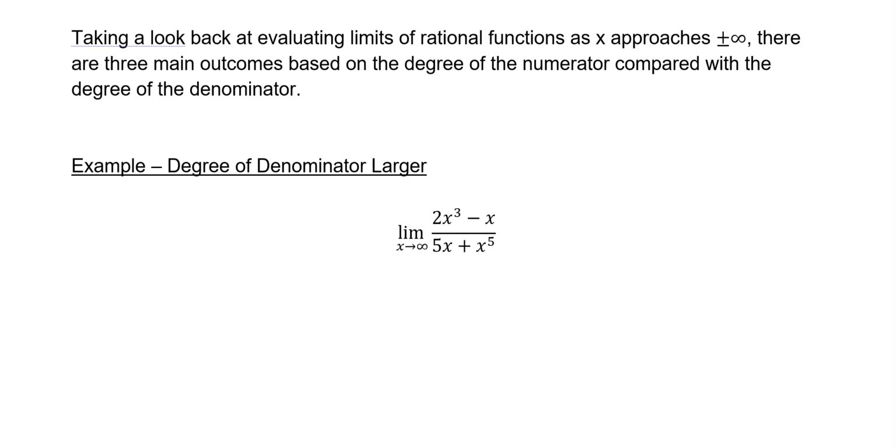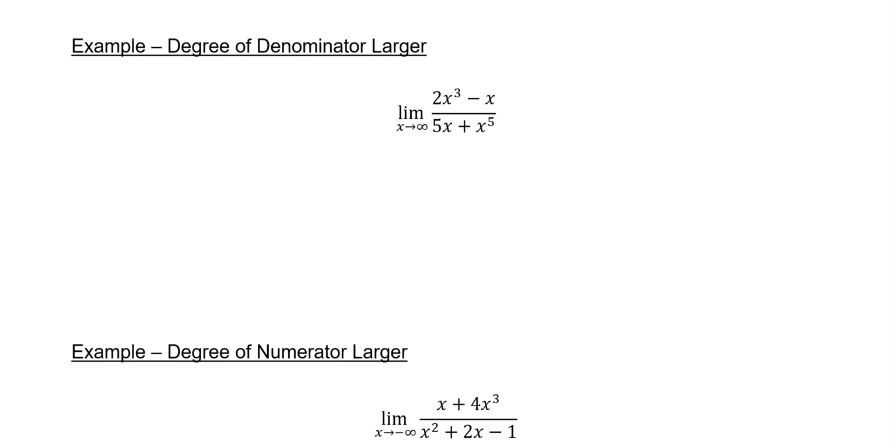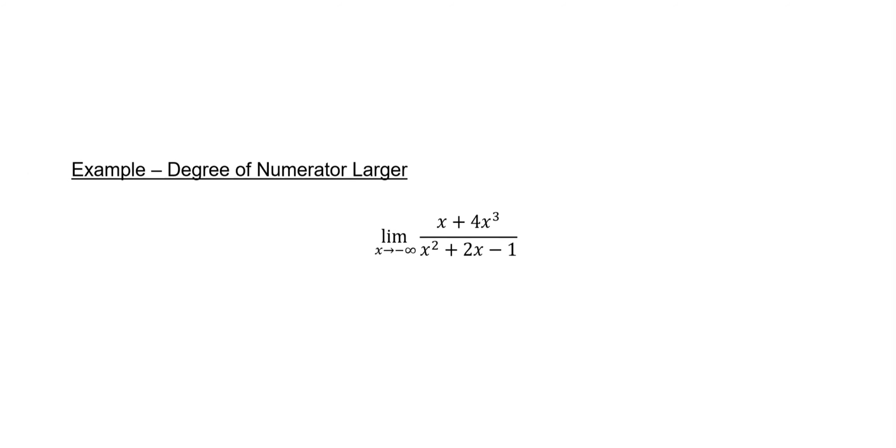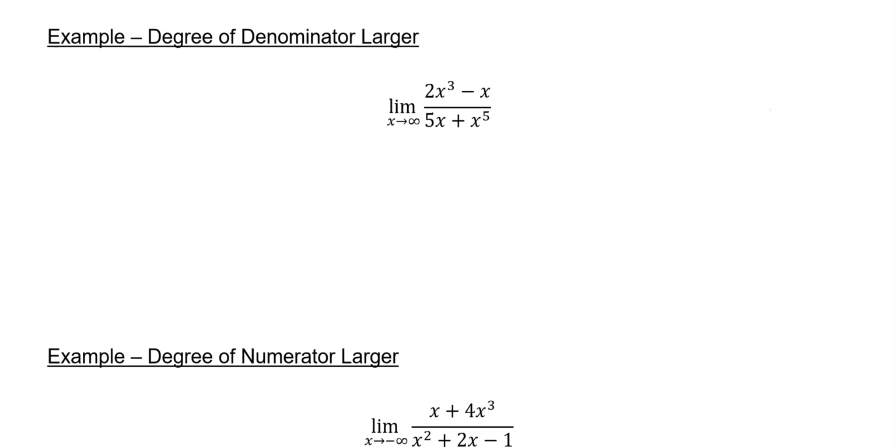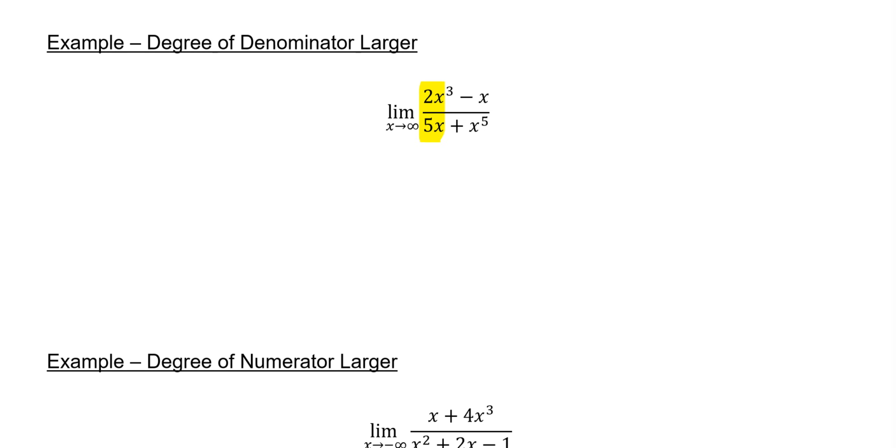All right, so let's take a look at these 3 outcomes. Either the denominator is larger, the numerator is larger, or they are equal in regards to the exponents. So let's do this first one. So we have the limit as x approaches infinity of 2x cubed minus x over 5x plus x to the 5th. So the denominator's exponent is larger, right? 5 is larger than 3.